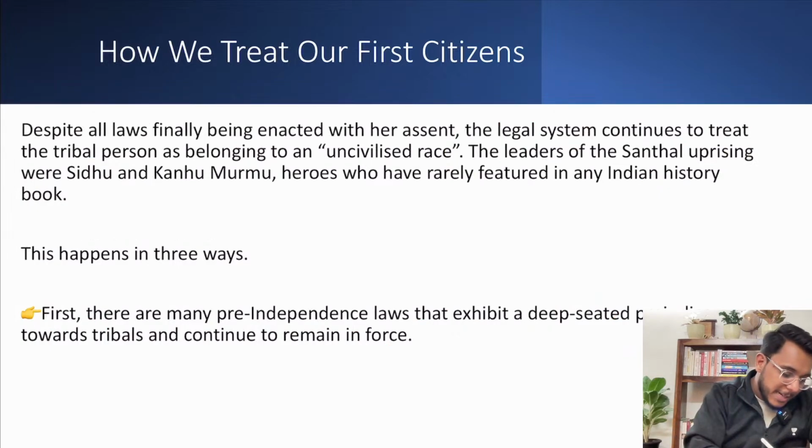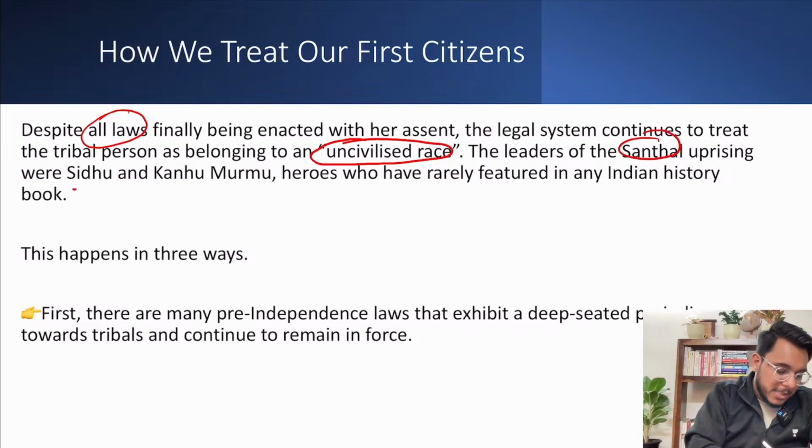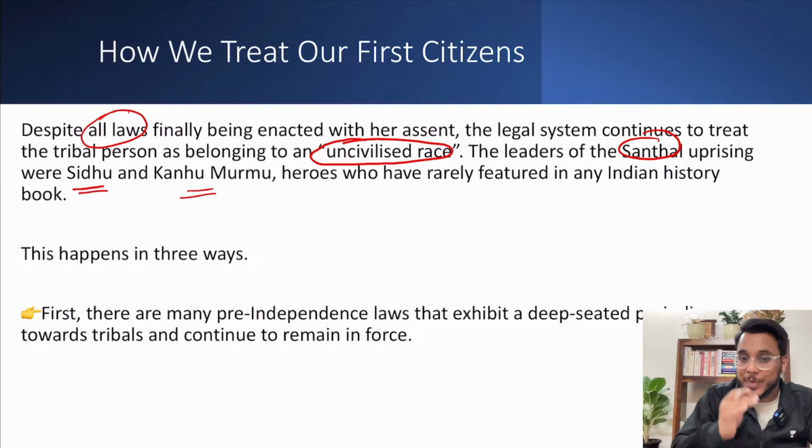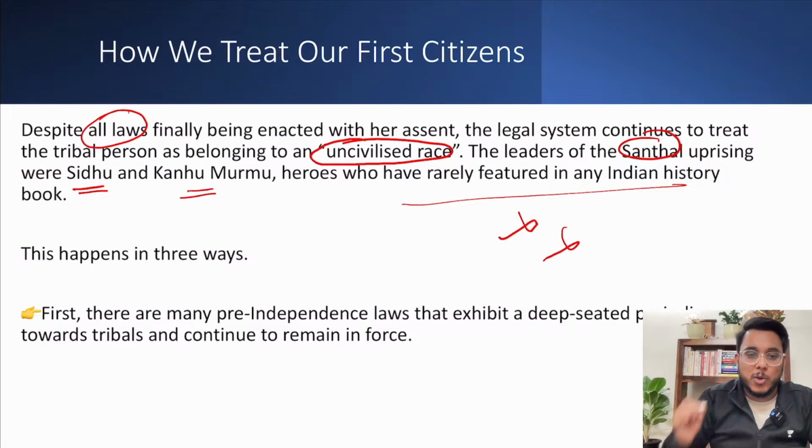Now, it has been said that despite all the laws which have been enacted for the tribal people, they are still believed to be an uncivilized race. Clear? Such references are there in our legal system. We'll see this particular thing. It has even been said that the tribal leaders of the Santhal uprising, such as Sidhu and Kanu Murmu, who were heroes, rarely feature in the history books. So they have not been given their due recognition.